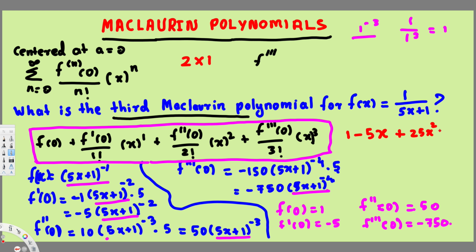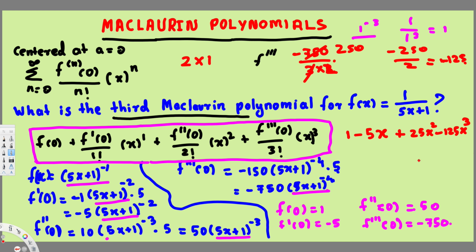25 x square plus f triple prime 0, that is negative 750 over 3 factorial. So negative 750 divided by 3 factorial, 3 times 2. So it's the same as 6, right? 3 times 2 is 6. And if you divide this one by 3, it's going to be 250. And negative 250 divided by 2 is going to be negative 125. Now we can go ahead and plug negative 125 instead of this. So this is going to be just negative 125 x cubed, and that's going to be the final answer. Now let's go ahead and draw a box for this one.